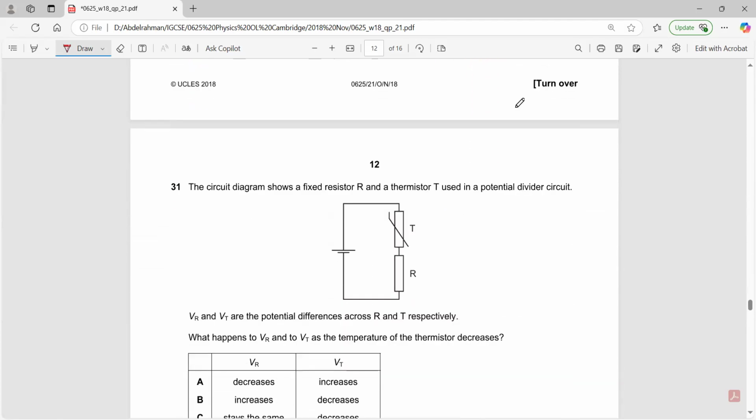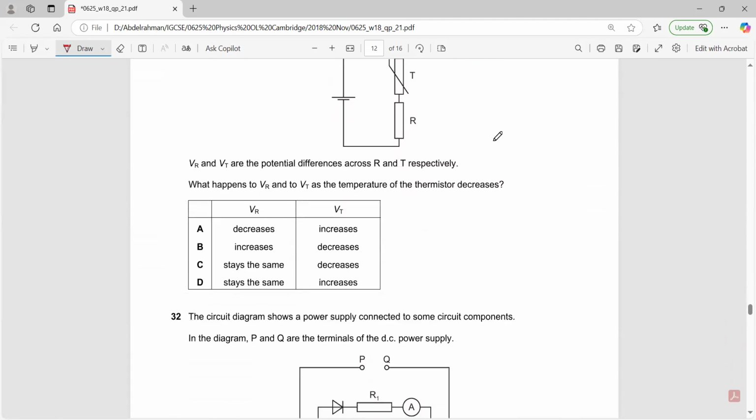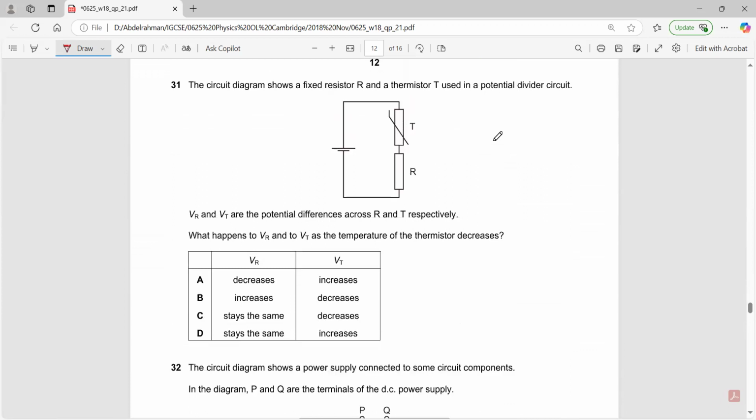Okay, good. Question 31. The circuit diagram shows a fixed resistor and a thermistor used in a potential divider. What happens to VR and VT as the temperature decreases? As the temperature decreases, what happens to the resistance? The resistance increases, and therefore the voltage of this component increases.